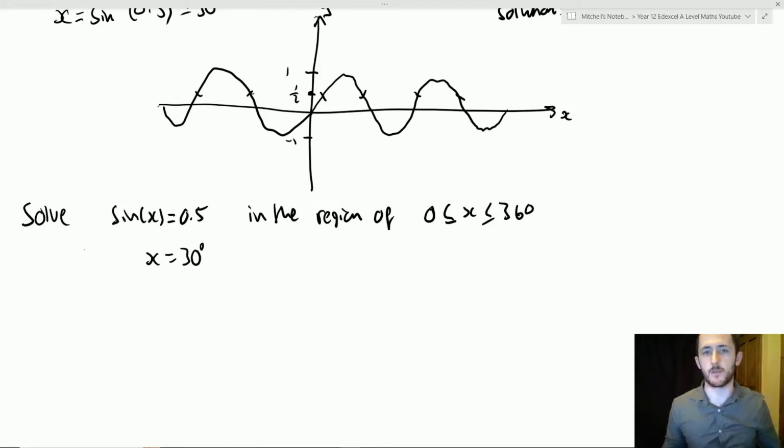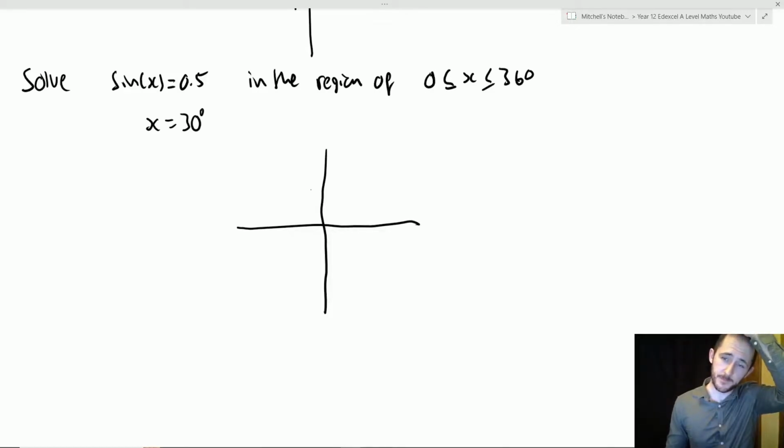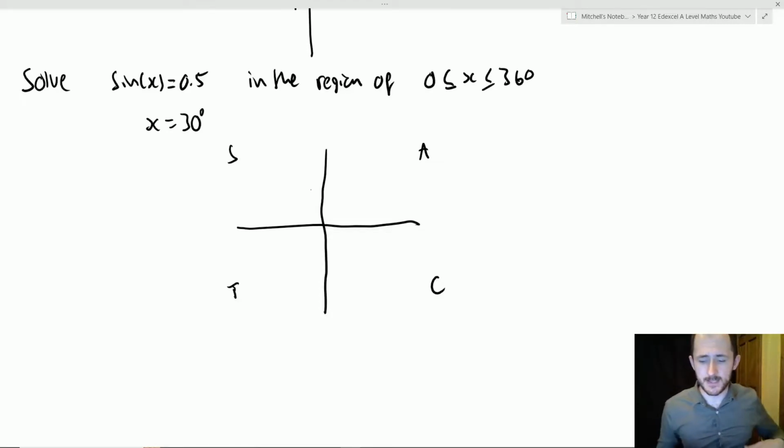But then what can we do with it? Well, we use something called the cast diagram to find the other solutions. The cast diagram is fairly simple: draw a little 2x2 grid, and then you label it C, A, S, and T. What this allows you to do is work out all of the other values for sine. This can be kind of tricky, but the way I like to teach it, and the way that seems to work well for other students, is to go through a bunch of questions and slowly but surely add more and more information.